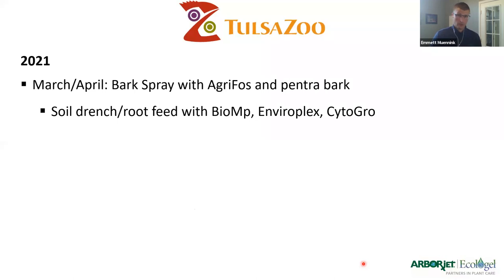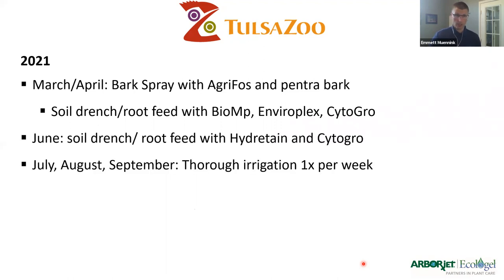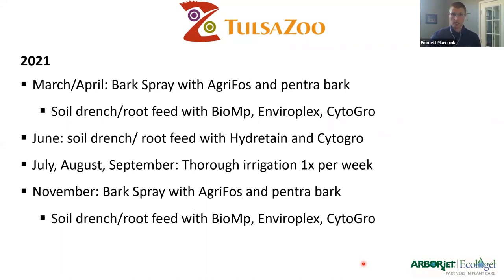And so back in 2021, we're going to come back with that bark spray. We're going to do another root feeding with those same products. In the summer, we're going to do the same thing with Hydratain and Cytogrow. And then we're going to water throughout the summer. And then the next fall, we're going to do the same thing, the bark spray and the root feed. So you can see what I'm talking about. Laying out a plan and following through with that's really important. Set those expectations.